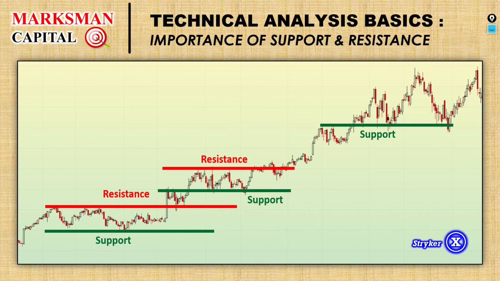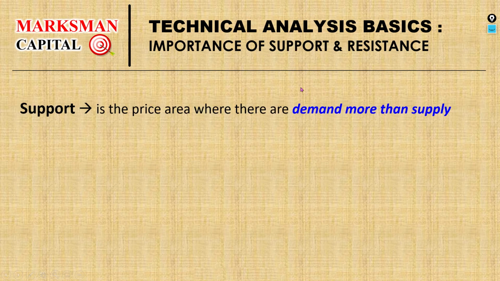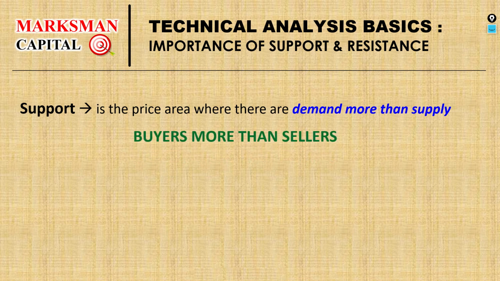Right. So now let's go a bit further onwards, and see what is the actual meaning of support. Support is the price area where there are more buyers than sellers, or we can call it more demand than supply. All right, more buyers than sellers. And as soon as the price is coming down to that area, it is more likely to get rejected by buyers, forming a support. So prices will go up from that level.